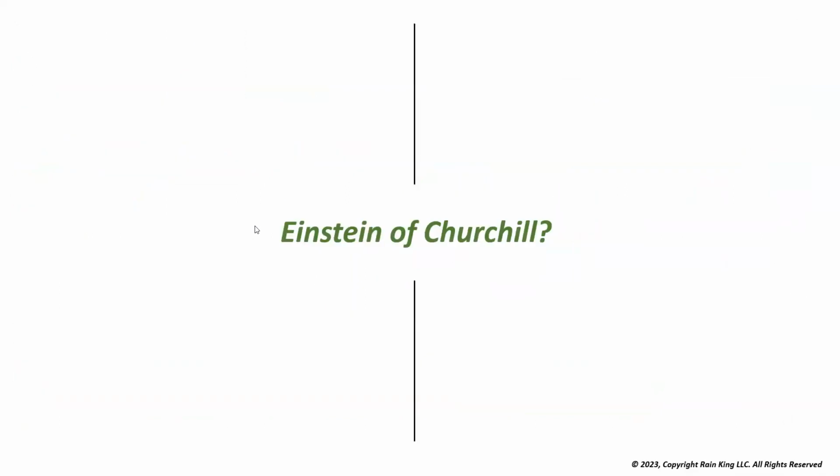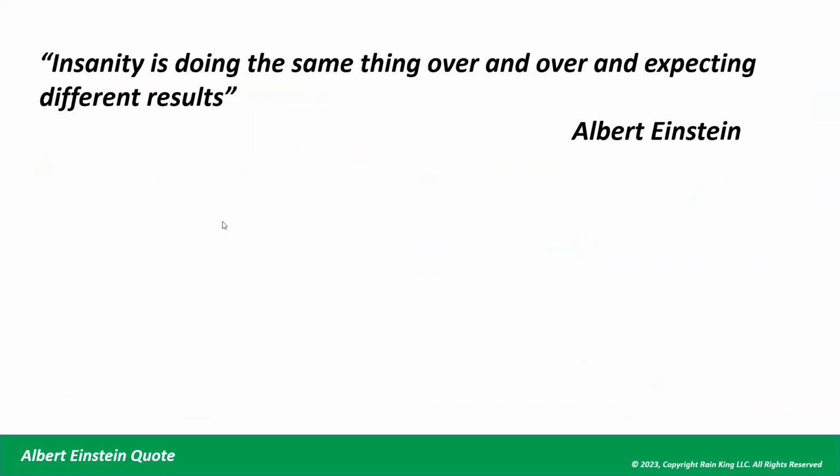Now, Einstein or Churchill. So you'll have to identify yourself as being one of these camps. So what do I mean by that? So Albert Einstein had this quote. He said, "Insanity is doing the same thing over and over and expecting different results." So let's put this in the context of the market.